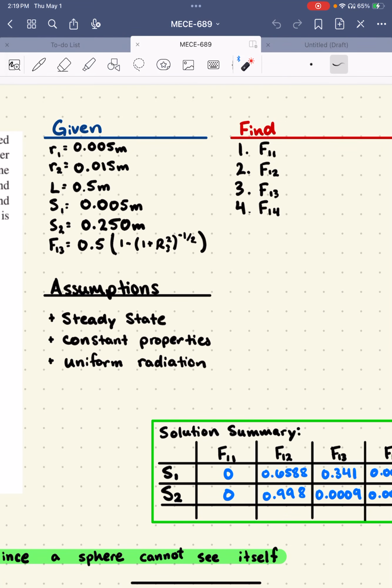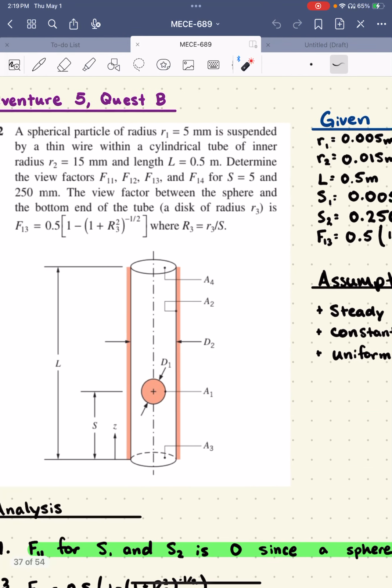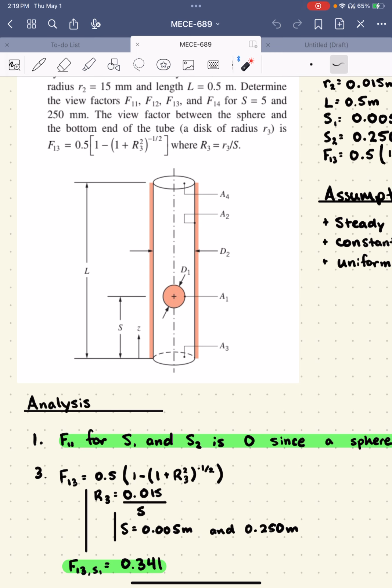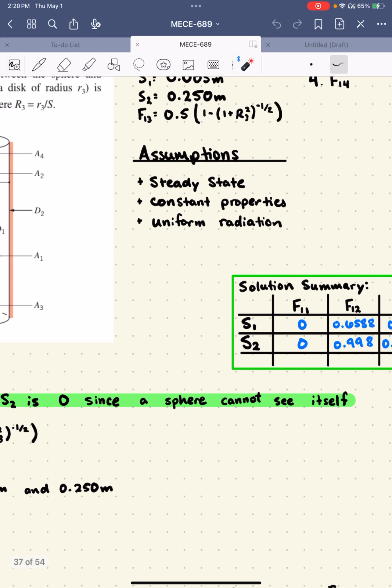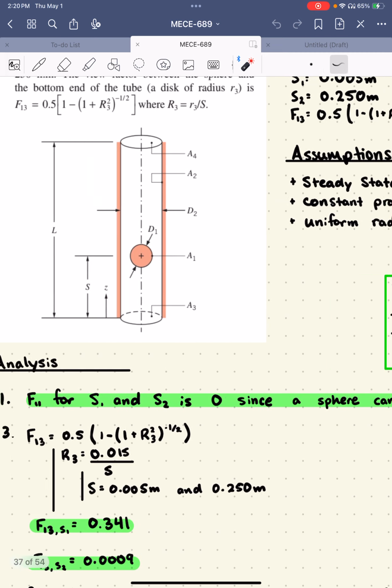For this problem, in order to find these four view factors, start with F11, where regardless of the position of the sphere inside of the tube, it's going to be 0 since the sphere itself cannot see itself.